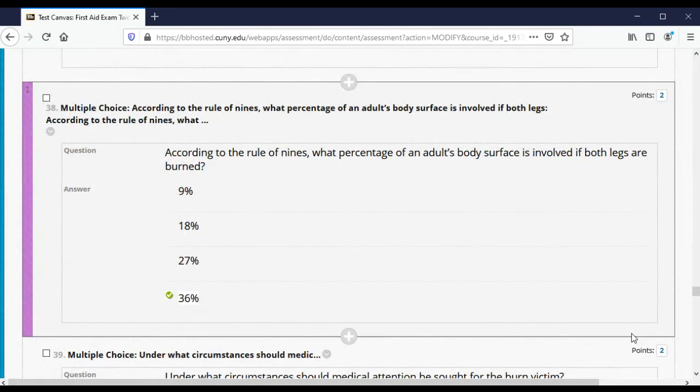Okay, from the rule of nines. According to the rule of nines, what percentage of an adult's body surface is involved if both legs are burned? Remember, one leg in the adult is 18%. 9% in the front, 9% in the back. So both legs, 18 plus 18 would be 36%.